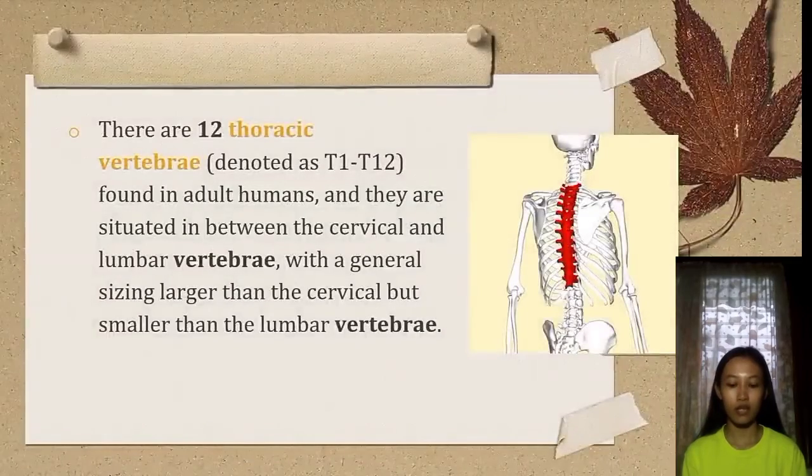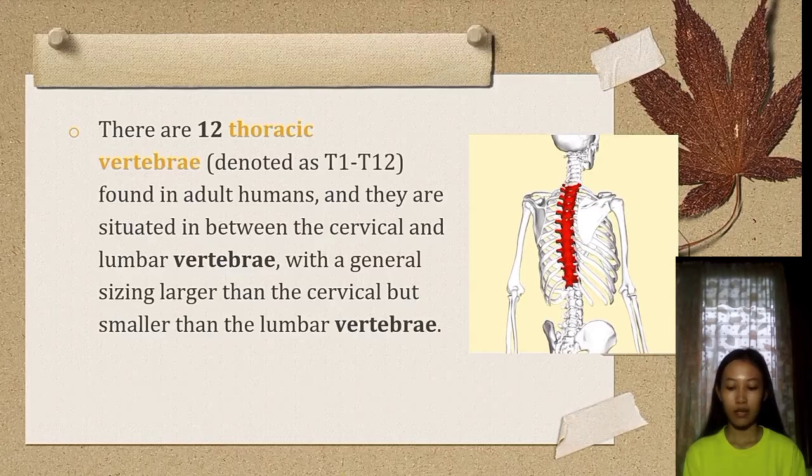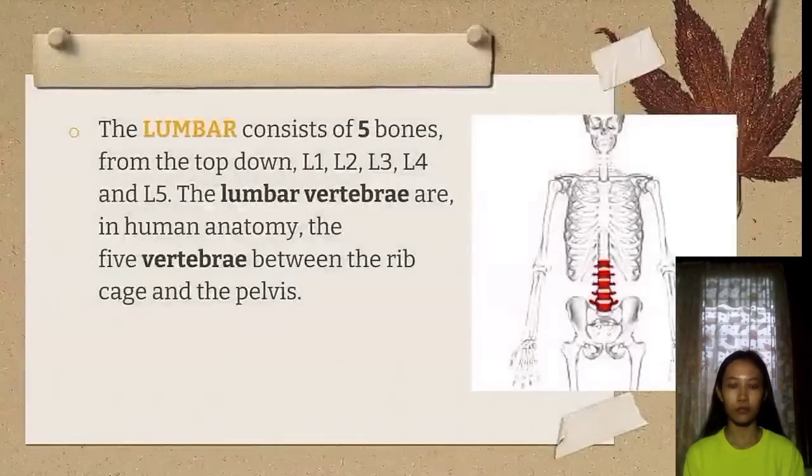Next is the thoracic vertebrae. It is found in adult humans and it is found in the mid-back. The main function of this is to hold the rib cage and protect the heart and lungs. It is numbered as T1 to T12.